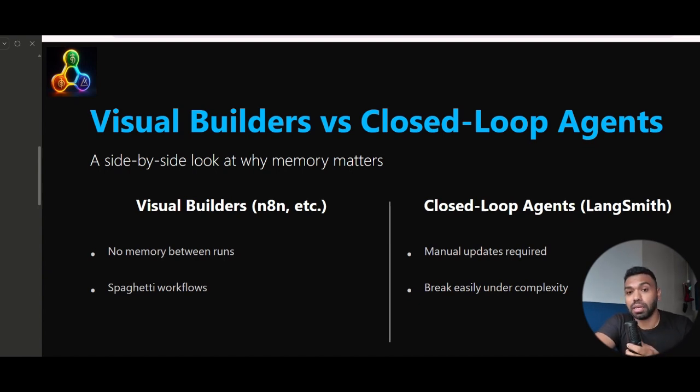So here's the thing, agents need to be closed loop systems. They observe, act, learn, and adapt. Visual builders like n8n, they're open loop. Every time they run, they start from scratch with no memory of what happened before. It's like having an employee who shows up with complete amnesia.